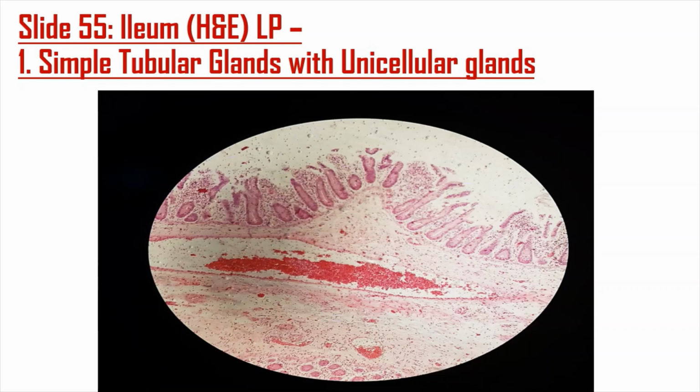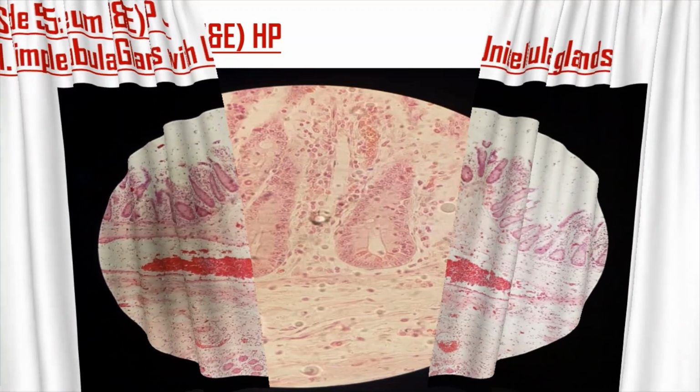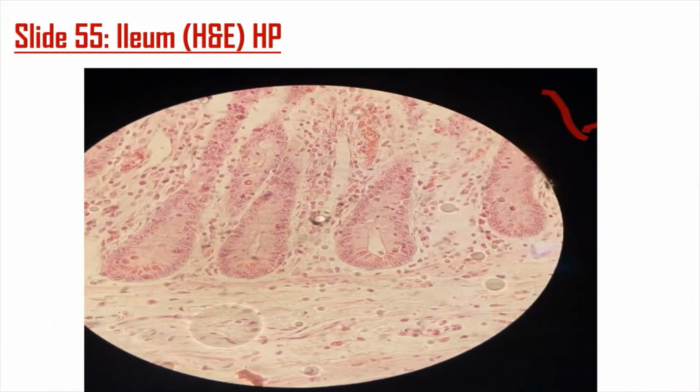Now let's look at them at high power. So draw this at low power and then move to high power. This is high power. Draw it at high power. At high power, this is the gland here. You'll notice that these glands are lined by simple columnar epithelia. The simple columnar epithelia line these simple tubular glands that are found in the ileum.